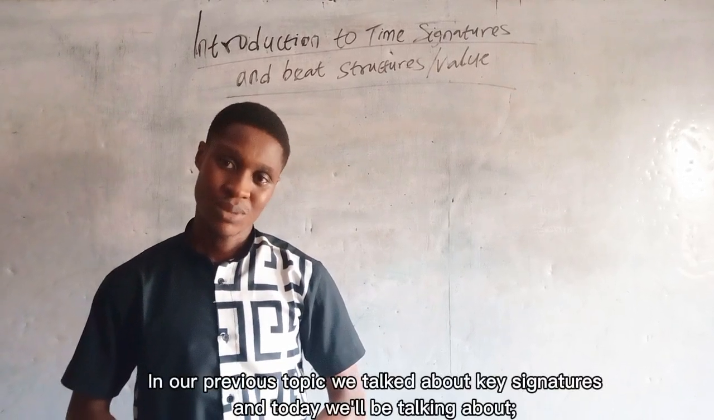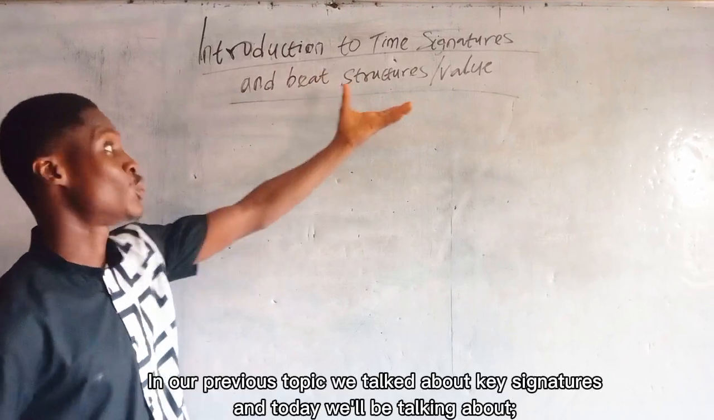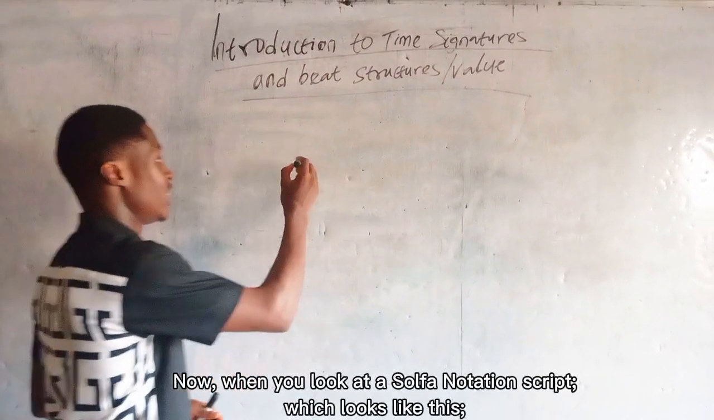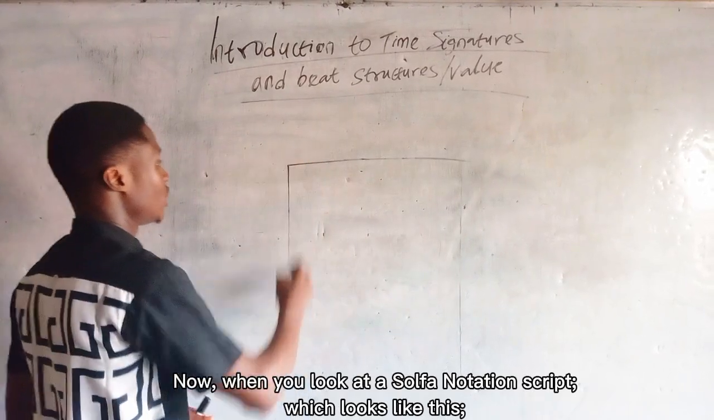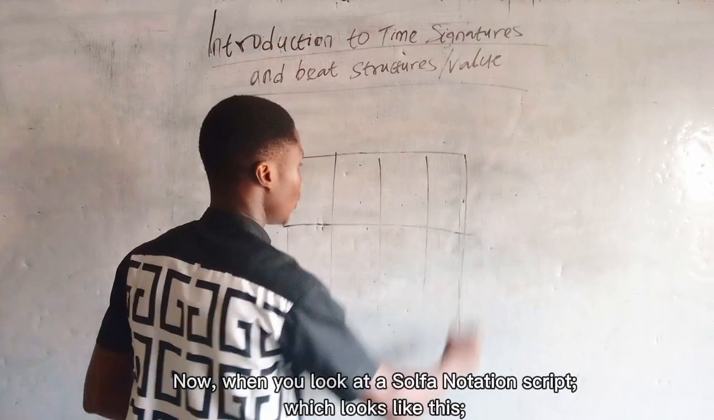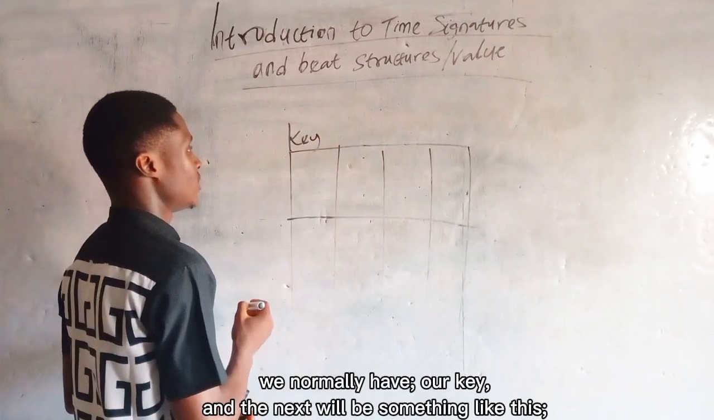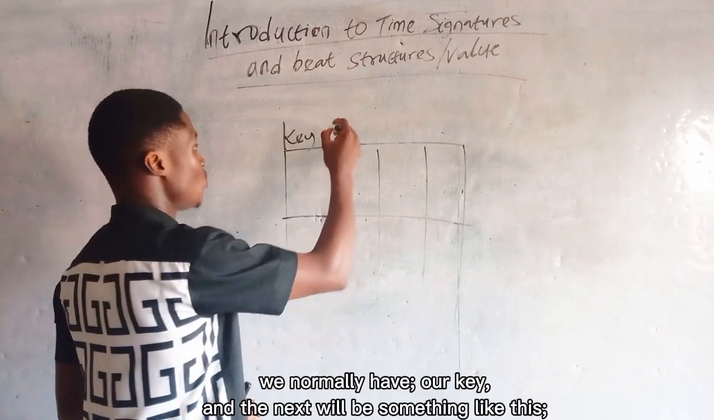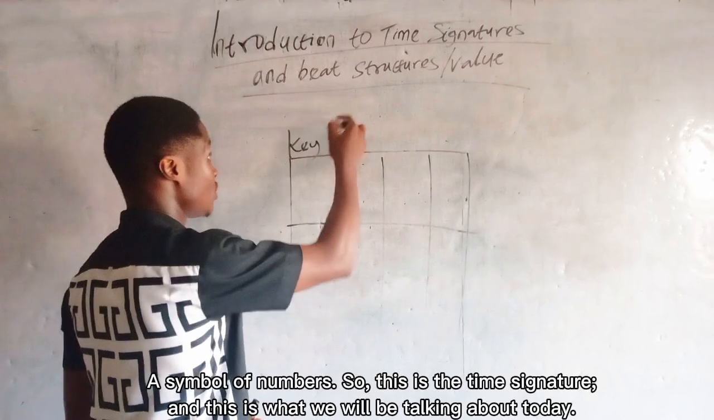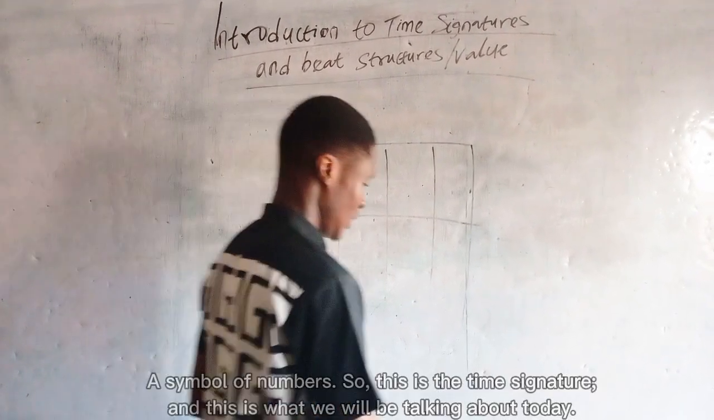In our previous video we talked about key signature. Today we're talking about introduction to time signatures and beat structures/value. Now, when you look at the Solfa notation script, which looks like this, we normally have our key, and the next will be something like this, a symbol of numbers. So this is the time signature. This is what we'll be talking about today.